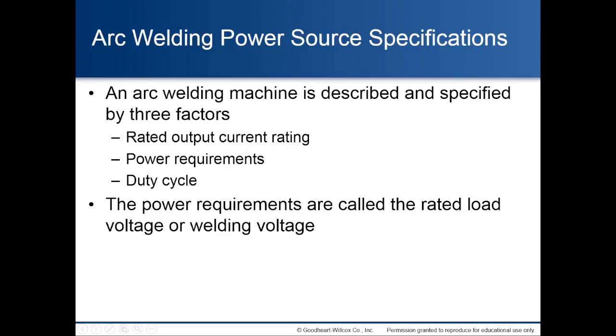Arc welding power source specifications. An arc welding machine is described and specified by three factors: rated output current rating, power requirements, and duty cycle. The power requirements are called the rated load voltage or welding voltage.